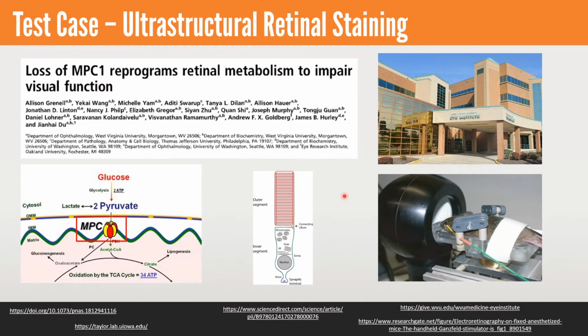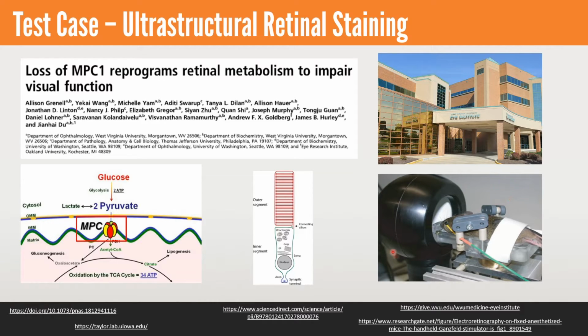So all of this code would be useless if we didn't actually apply it to something. We're going to be looking at a test case here, and this is actually from an article that I had the pleasure of reading. It came from the Department of Ophthalmology at West Virginia University, and it is about the loss of mitochondrial pyruvate channels and how it affected retinal metabolism and eventually led to impaired vision.